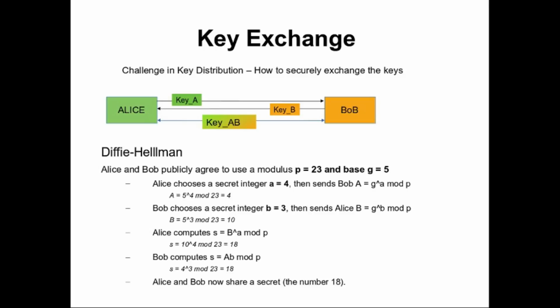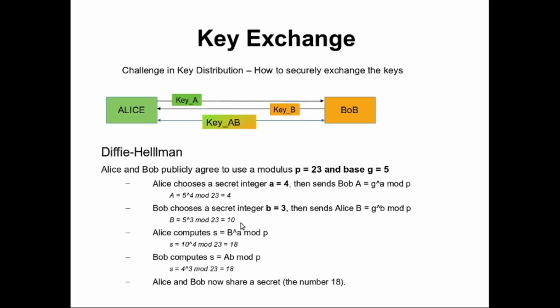Let's quickly go through a small example. P is 23 and G is 5, and this is known to both parties. Now Alice chooses some random number, suppose a equals 4, and calculates 5 raised to the power 4 mod 23, so it becomes 4. Similarly, Bob also chooses a random number, 3, does 5 raised to the power 3 mod 23, and makes the number 10.